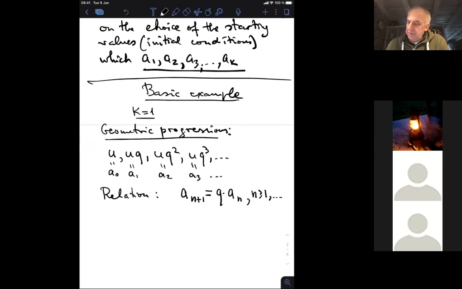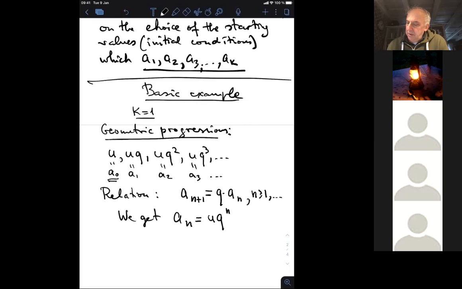So notice that the starting value is important. So in general, we get a(n) equals u q to the power n. And u is essential here. u is kind of the starting value. For different u's, we get in principle different geometrical progressions, although all of them are quite similar. The starting value is still quite important.